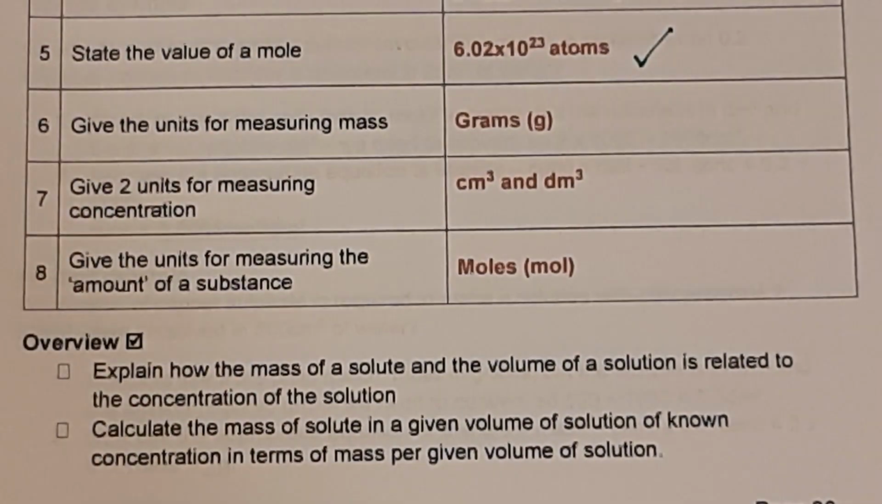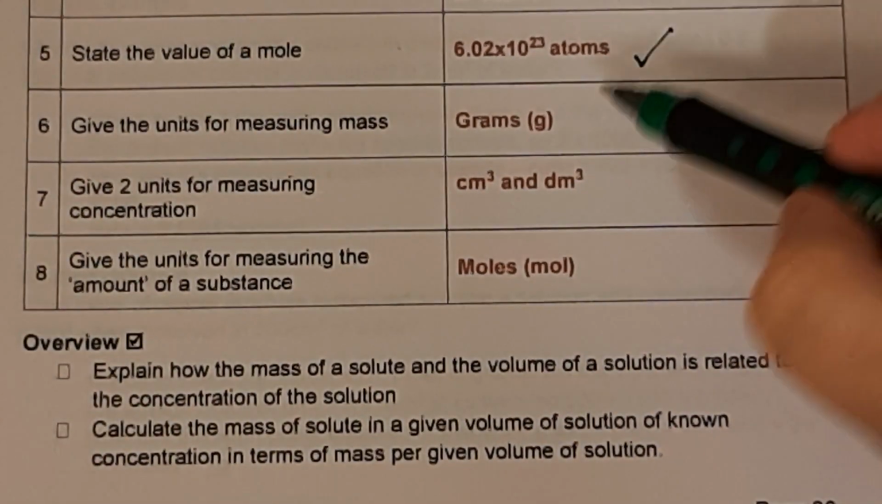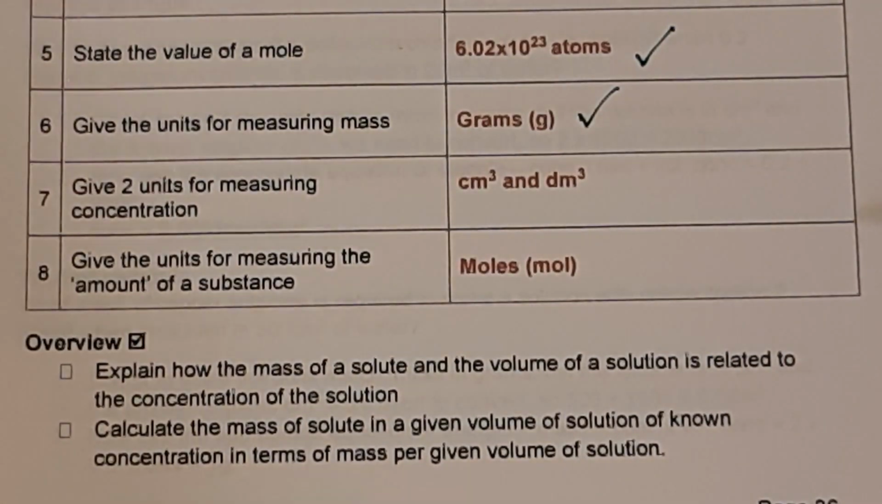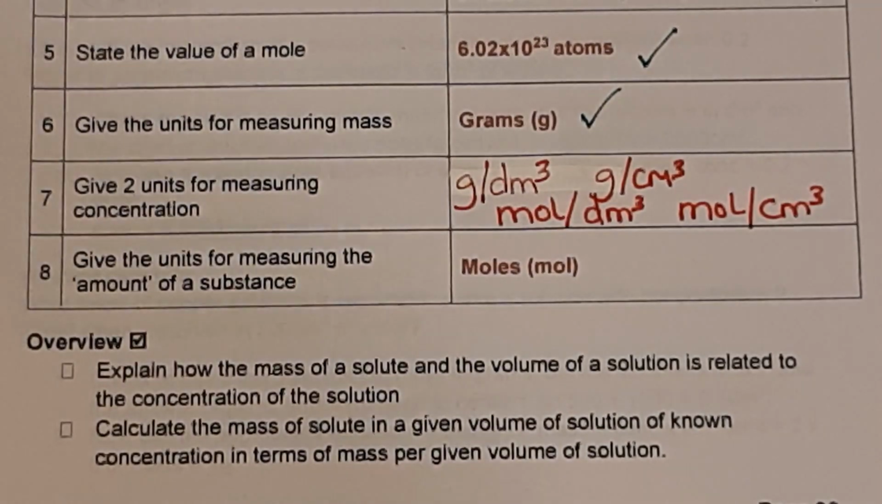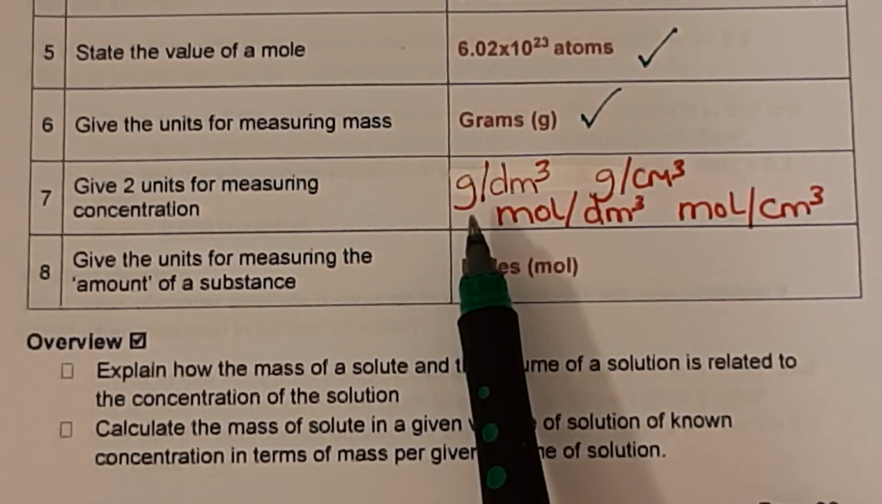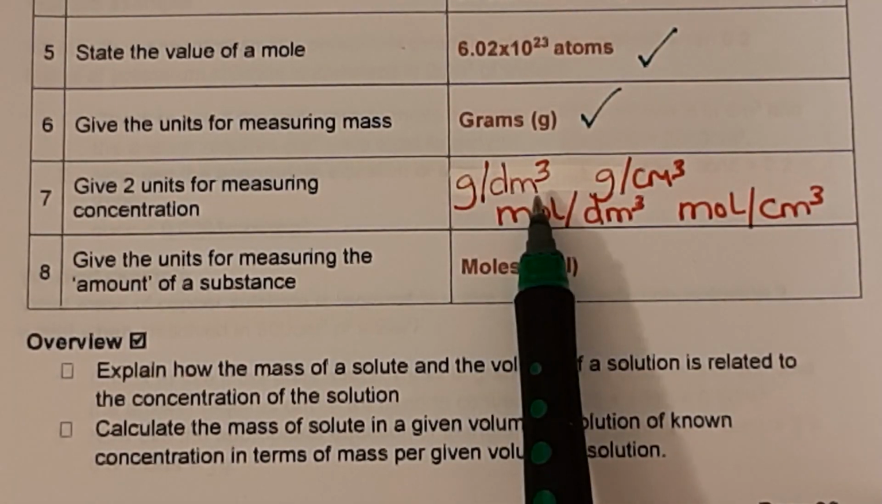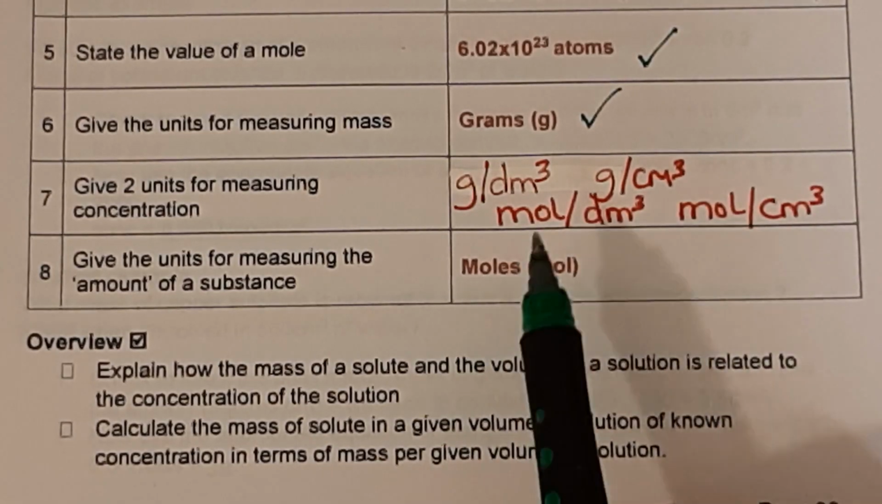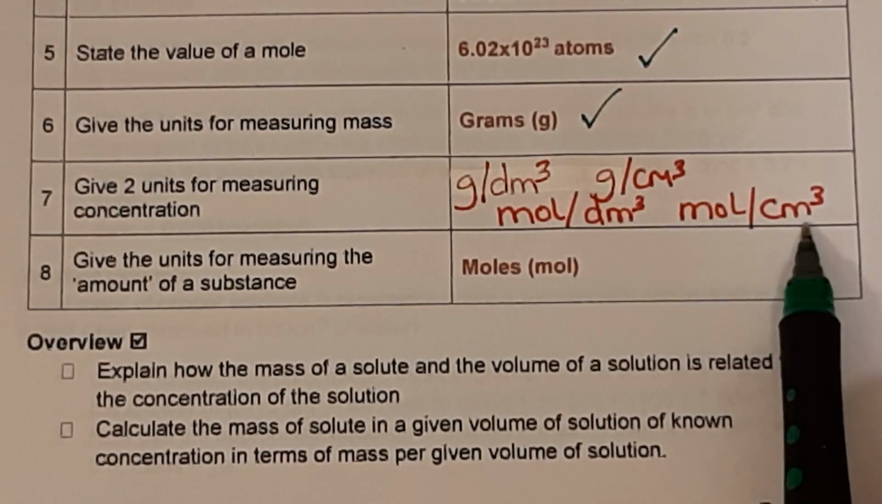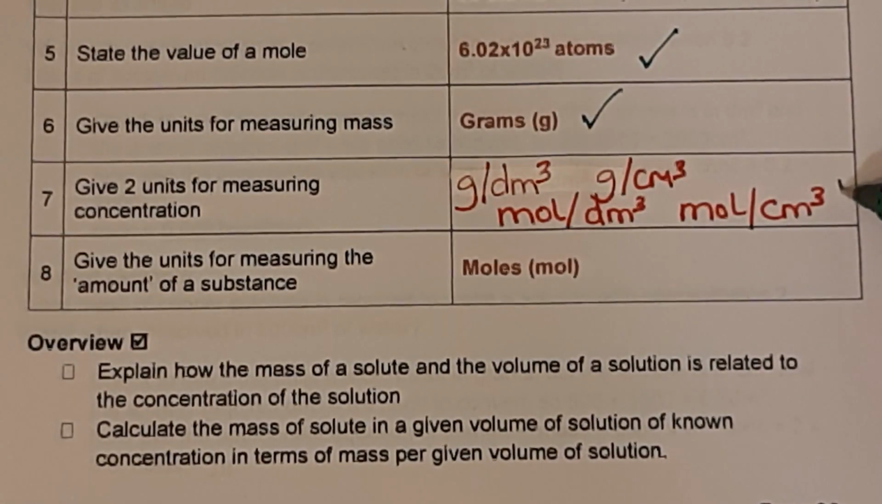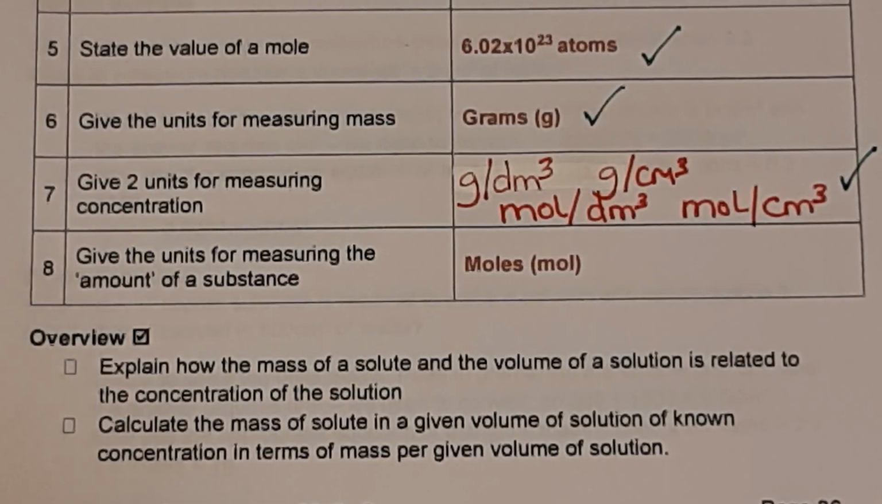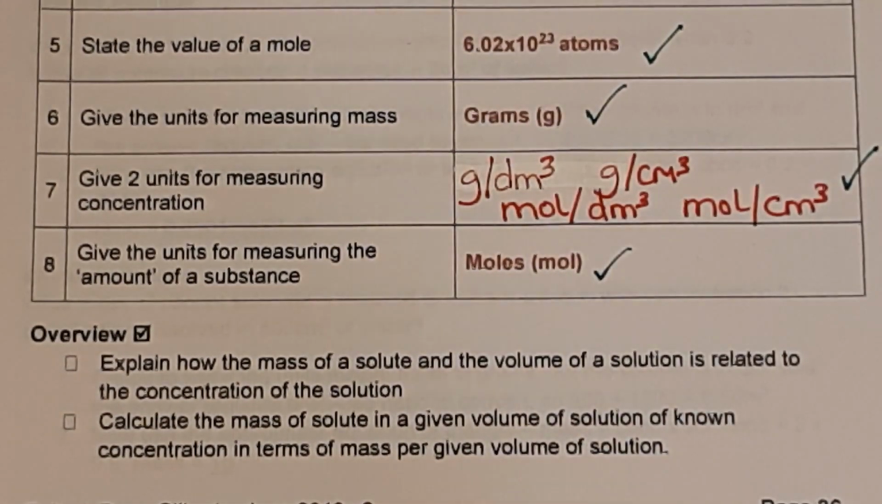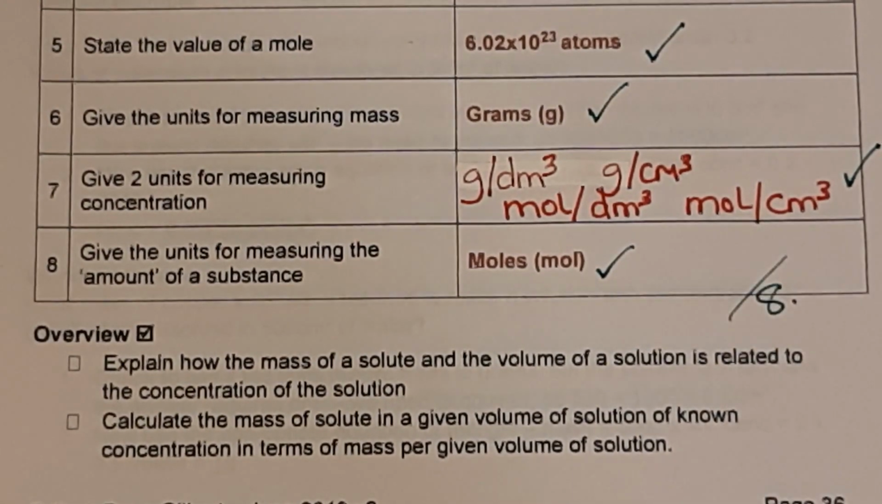Question 6, give the units for measuring mass. So that's grams or lowercase g. Question 7, give 2 units for measuring concentration. Okay, so there are several answers available for this. So grams per decimetre cubed, grams per centimetre cubed, or moles per decimetre cubed, or moles per centimetre cubed. So there are 4 to choose from. Any 2 of those will get you a mark. Question 8, give the units for measuring the amount of a substance, whether that's moles or mole. So give yourself a mark out of 8 for this.